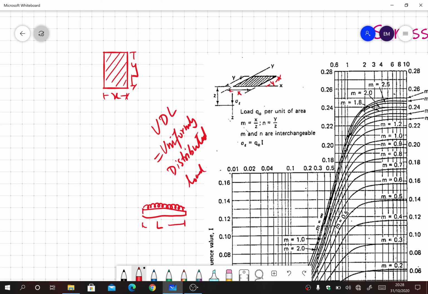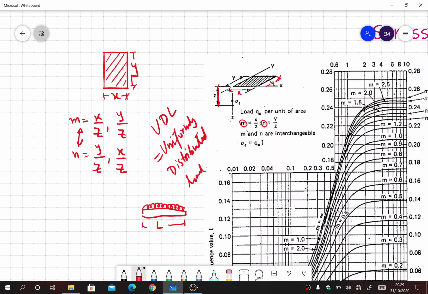So there are two terms explained here, one is m and one is n. m is equal to x over z, and n is equal to y over z. Now they are interchangeable. You can also say that this is y over z, and you can also say that this is x over z. You will get the same values, but either one of these sides has to be divided by z to find m, and the other has to be divided by z to find the n value. So you can make m and n interchangeable. So you will get the value of m and n, and z is the depth of interest.